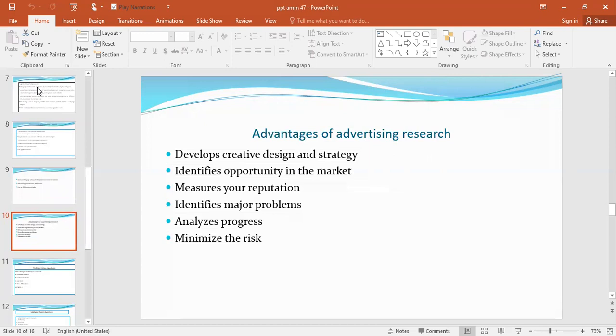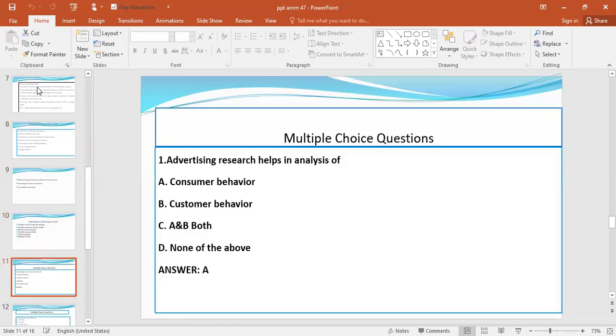Let us move on to the advantages of advertising research. The first one is it helps us to develop creative design and strategy. Secondly, it helps us to identify opportunity in the market. Thirdly, it helps us to measure the reputation. Next, it helps us to identify major problems prevailing. Next, it helps us in analyzing the progress. And lastly, it helps us in minimizing the risk.